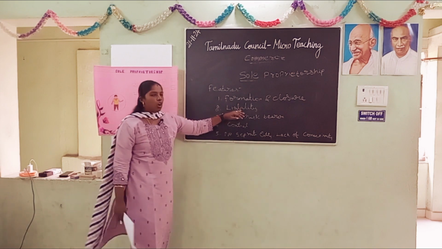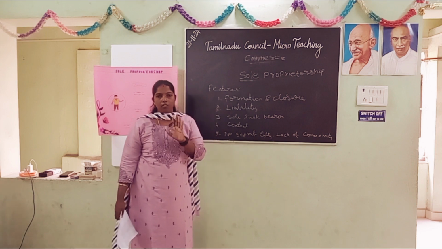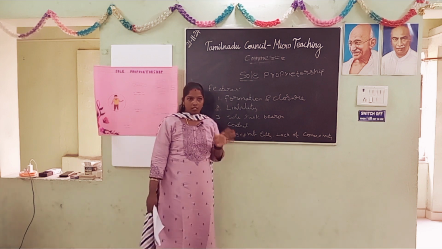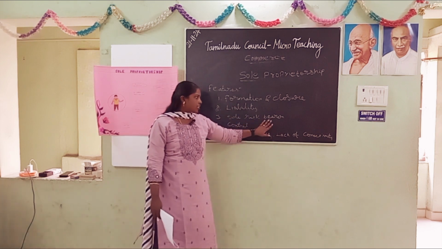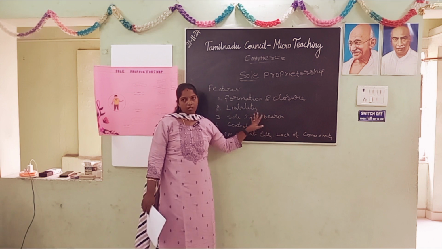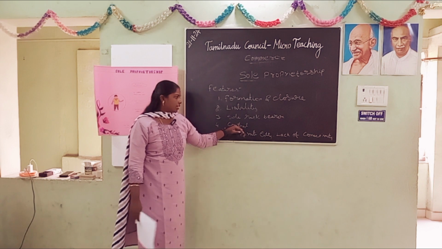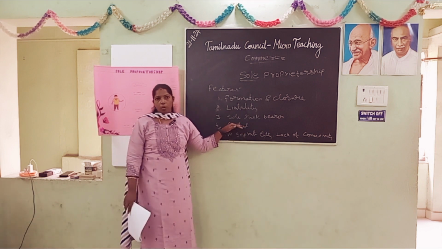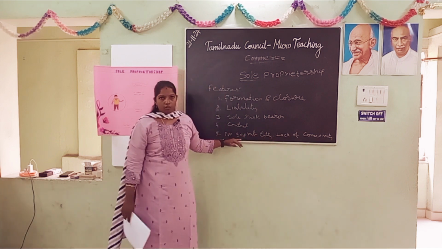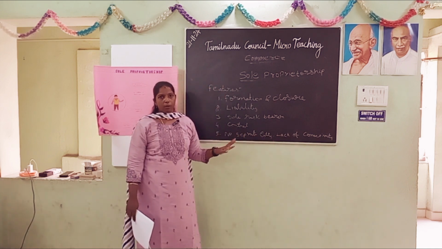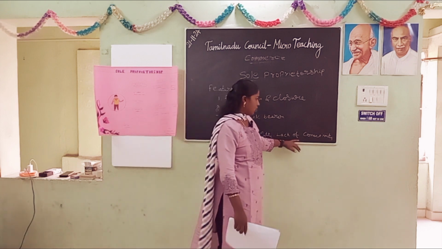Next, liability. He is the owner of the business, which means he is the only one liable for whatever happens in the business. Next, sole risk bearer. He is the only person who bears the risks that come to his business. Then control. The control power of the business is owned by him. Next, no separate entity. There is no separate law for the business. The laws apply to the owner. Next, lack of connectivity.